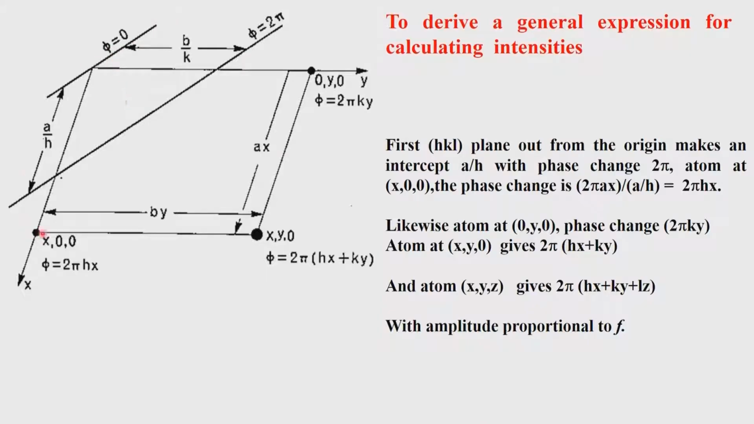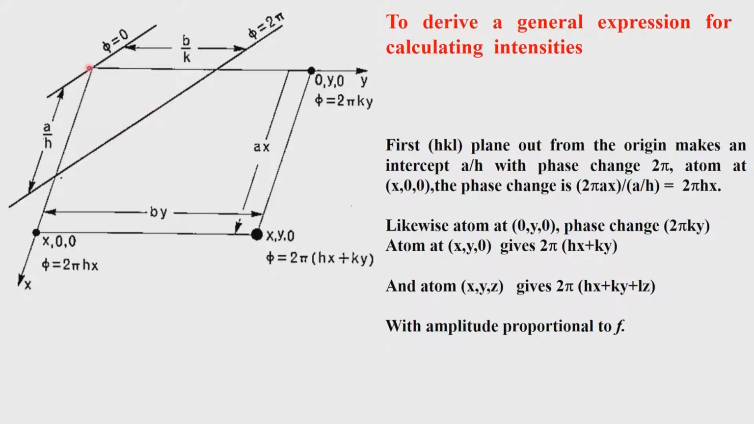So, suppose we have an atom at x 0 0 along the direction of x. The contribution of this atom to this plane, we know already how to calculate. What we do is we draw a line parallel to this plane passing through the x 0 0, and then we calculate the distance of this particular plane from the origin, and then we take a by h. Of course, a by h, b by k and c by l will be the intersections for the first given plane. So, depending upon what is the value of h, k and l, we can define this particular plane.